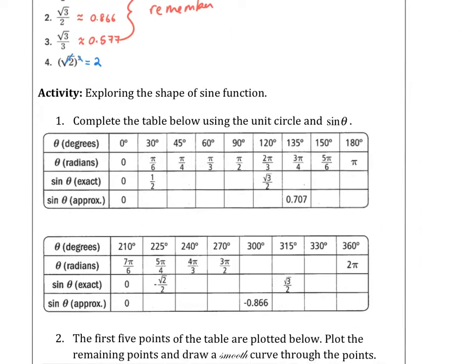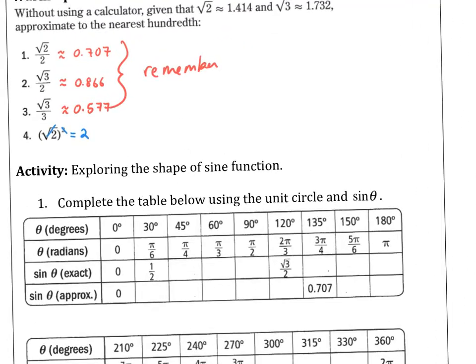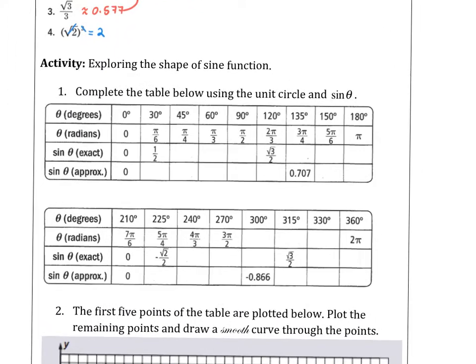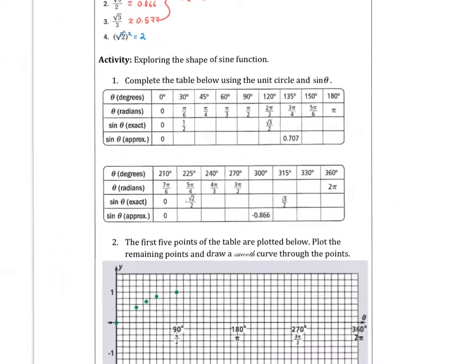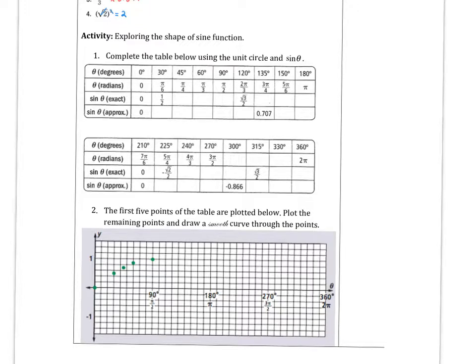Okay, so we're going to explore the shape of the function. We want to know what the sine function looks like. Like we know linear looks like this, and we know that parabolas or quadratics look like this. So it turns out the sine function looks like that, and we want to see why it does that. All right, so complete the table here, and then we're going to start plotting the points down here. Notice that the first 5 points are already done for us, and we're going to keep going.